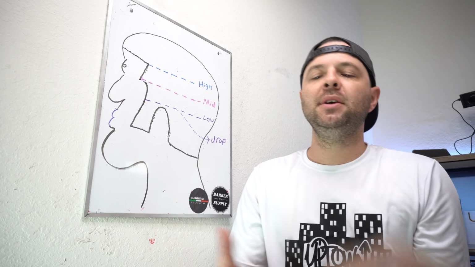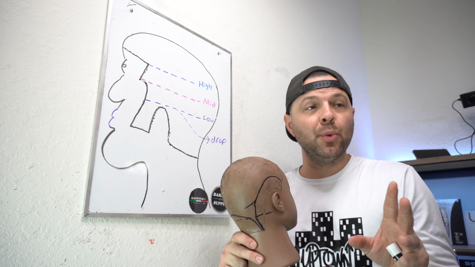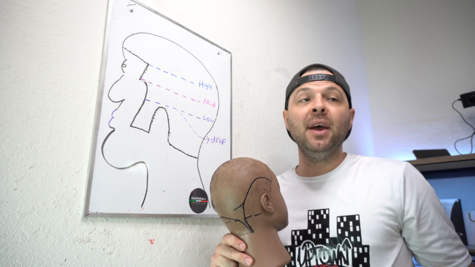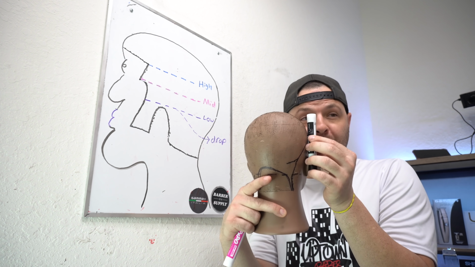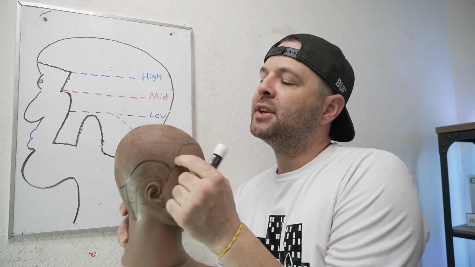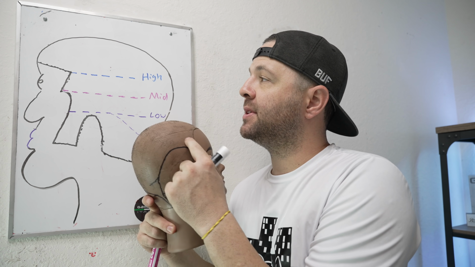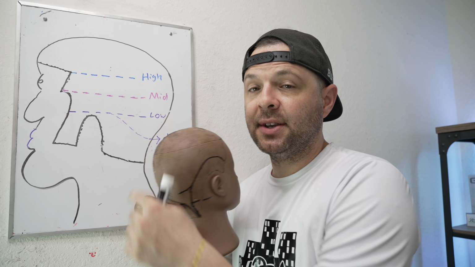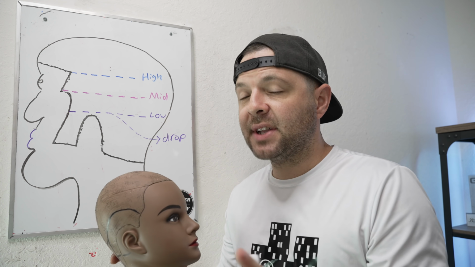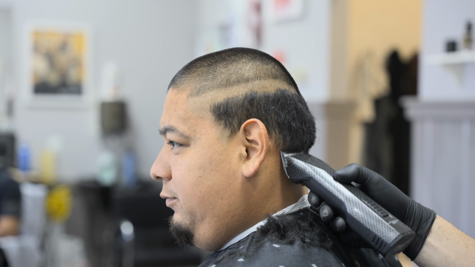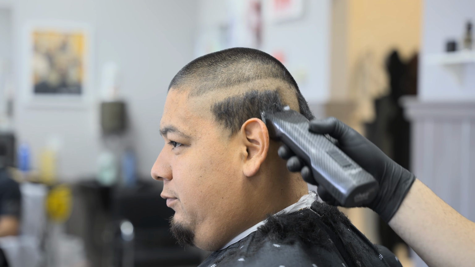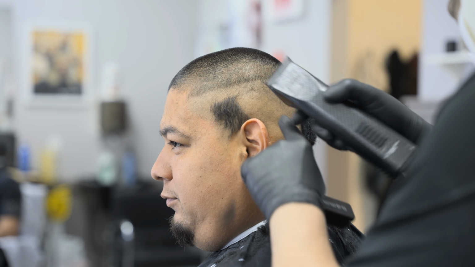So basically, what we're going to do for the high fade, let's start with that one because it's like the easiest one to find. Remember we talked about the parietal ridge, just putting the comb flat alongside the head. As soon as it leaves the scalp, you're gonna be able to see right where that parietal ridge is. So most high fades are going to be either on, possibly above, or maybe slightly below, depending on what your client requests.